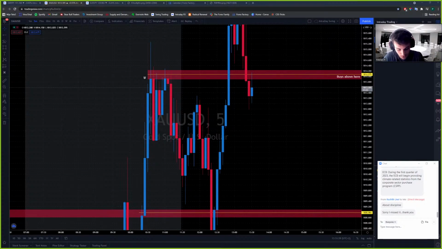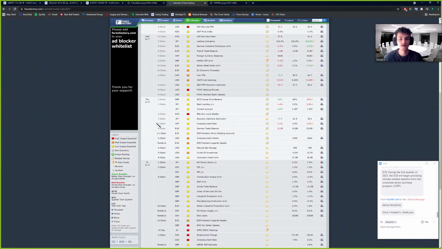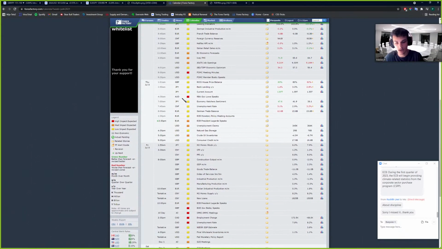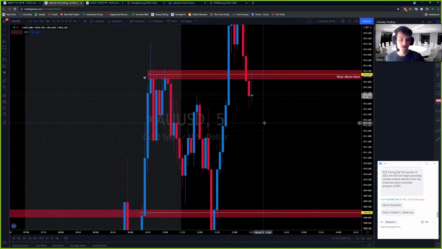ECB news just released. Hope it sets the right direction for gold. Oh, we have an ECB. I don't know how that will set the direction for gold, since ECB is the European Central Bank. And it's not released yet. So there's the monetary policy meeting, but that's a meeting, not a news event. I don't think that should affect gold all too much.